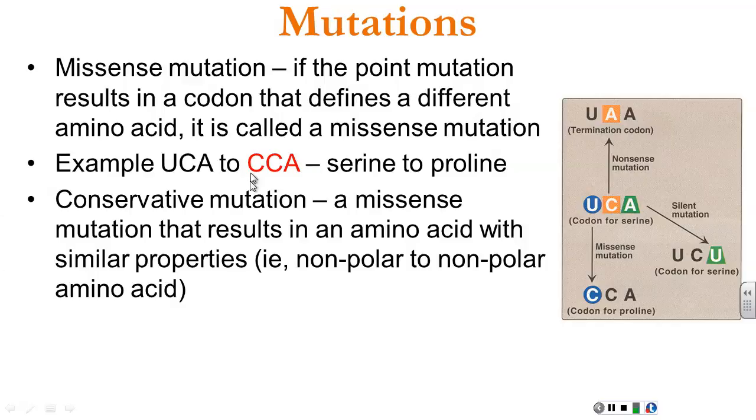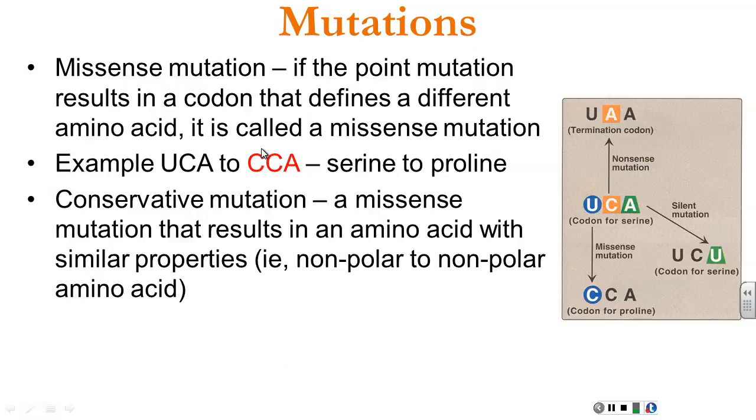Now there was a mistake in your PowerPoint. I've corrected it on this version that I'm using right here, so you can write it in. I still have the UCU here instead of the CCA. So an example of a missense mutation would be UCA. We're starting with the same codon we did last time and mutating to CCA.